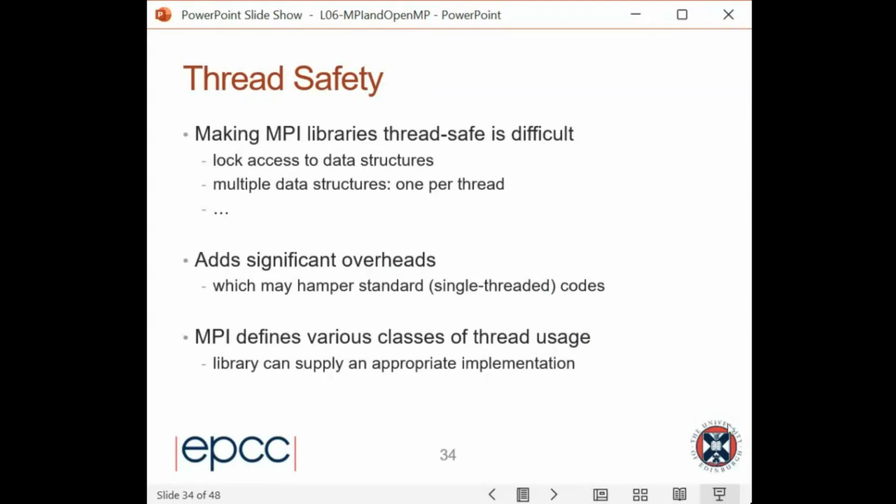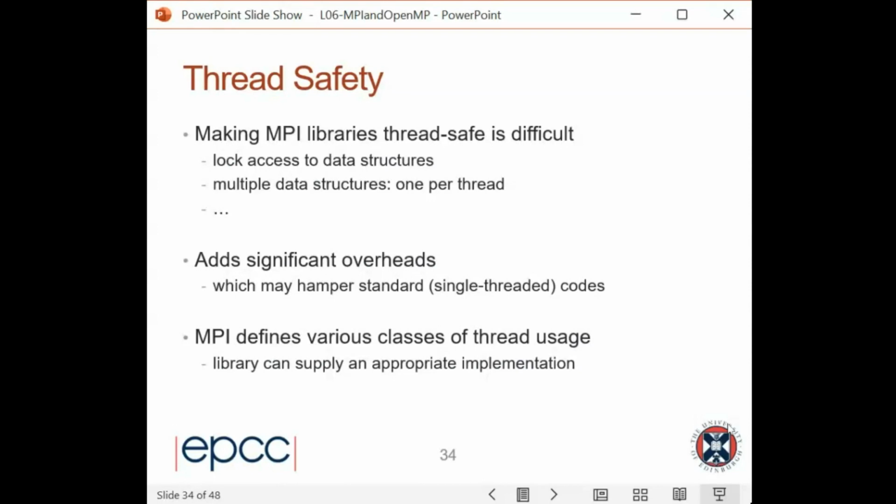So you don't really have a parallel MPI library. You're just saying that the library isn't taking advantage of the parallel threads. It's basically just making sure they don't interact with each other. Or you have multiple data structures, one per thread. There's lots of things you can do. However, this adds significant overheads.